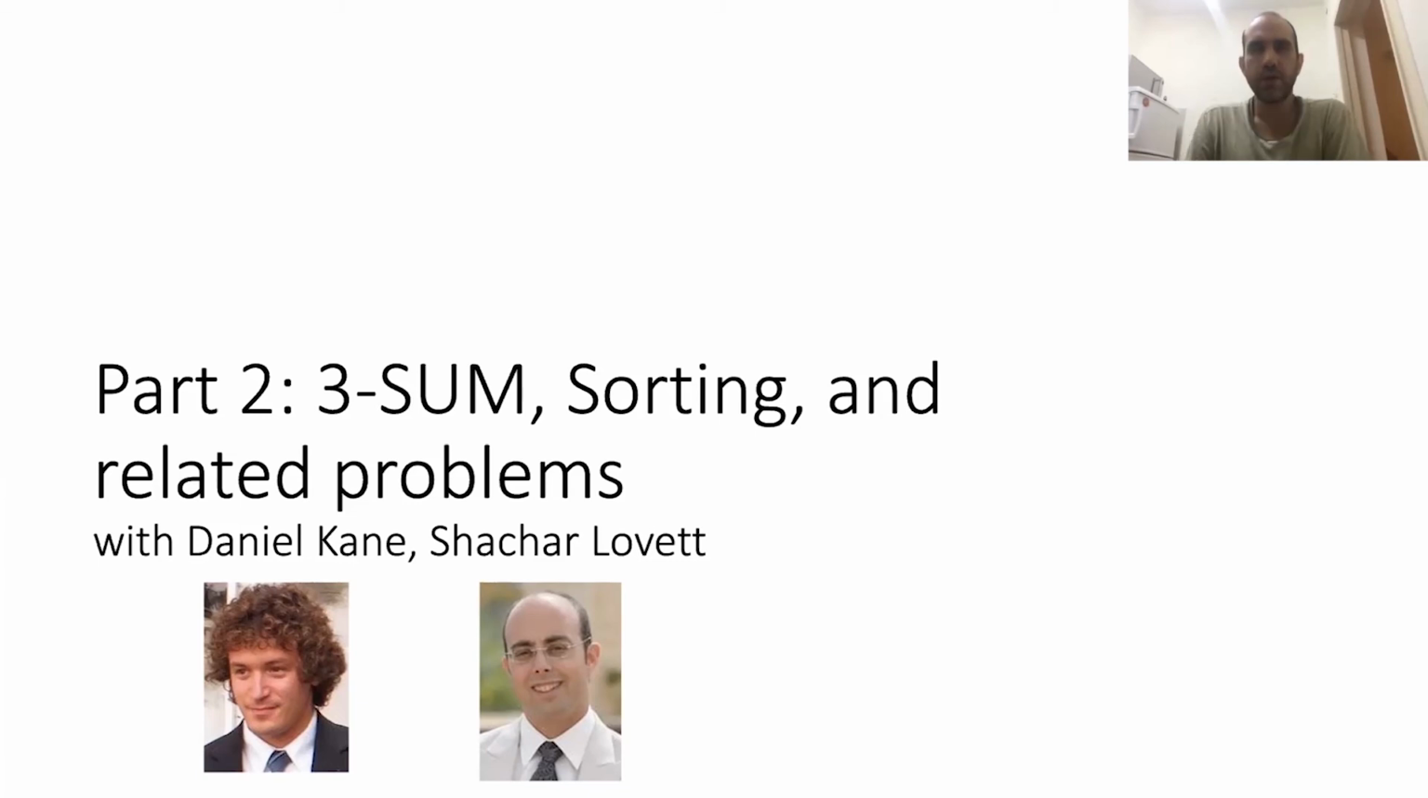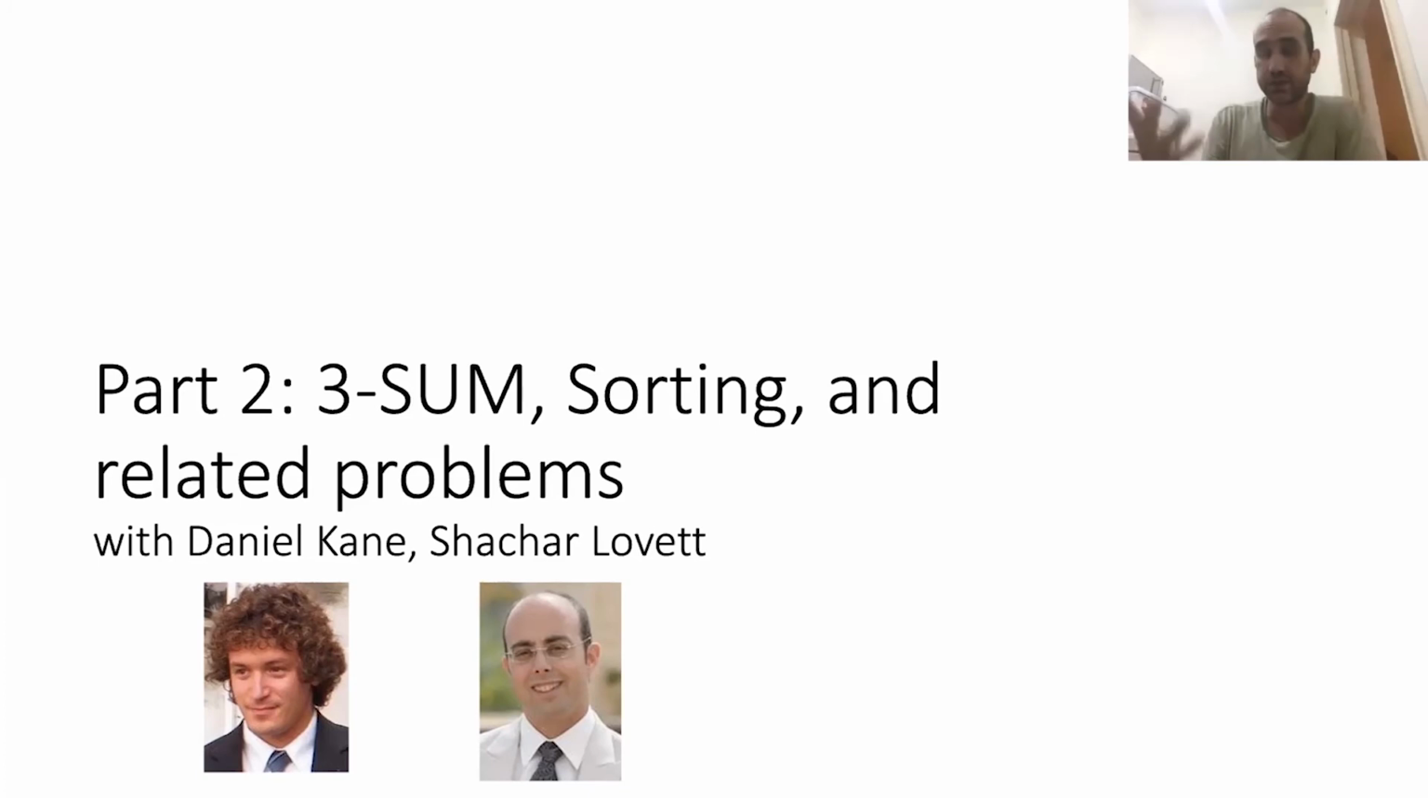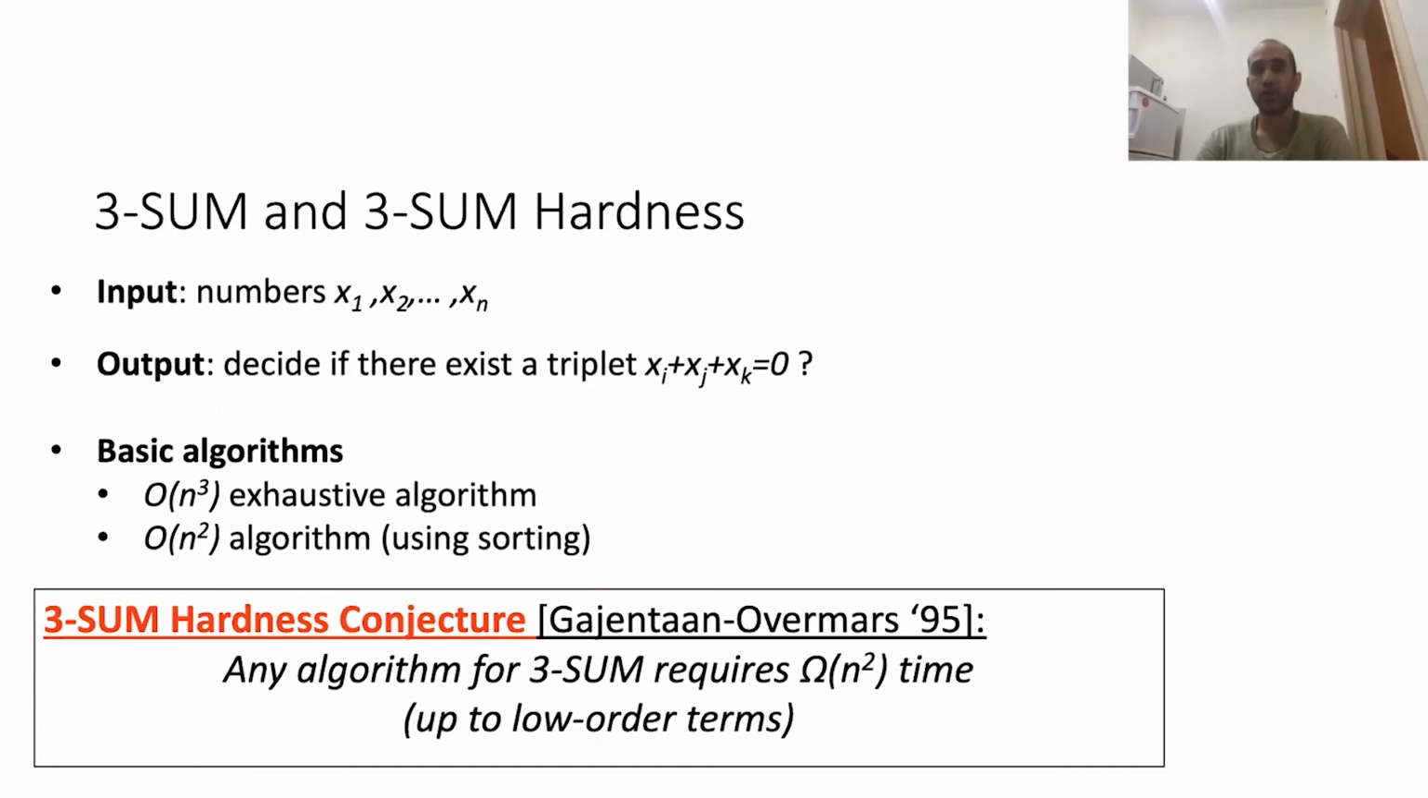Thanks. Okay, so in the second part of this talk, I want to show how to use the theory we developed in interactive learning to solve this question about three-sum. So what is the three-sum problem? We get as input n numbers, x1 up to xn, and we have to decide whether there exists a triplet of indices such that xi plus xj plus xk equals 0.